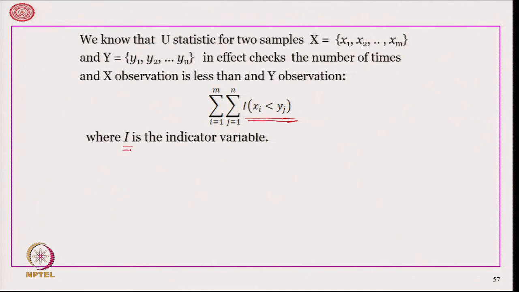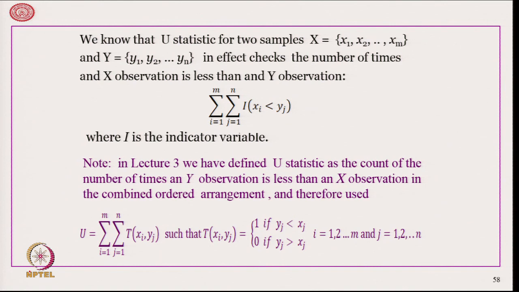The indicator variable means that if this is true, then it is equal to 1, otherwise it is equal to 0. I am giving a slightly different notation, so that you do not get confused. I am telling you that in lecture 3 we defined the U statistic as the count of the number of times that a y observation is less than x. So, that is what we have done there, and therefore, we got this formula. If you want, you can go and check with your lecture note 3, but here the difference is that they are ordered. That means, when I am talking about x i and x j, basically i is less than j.